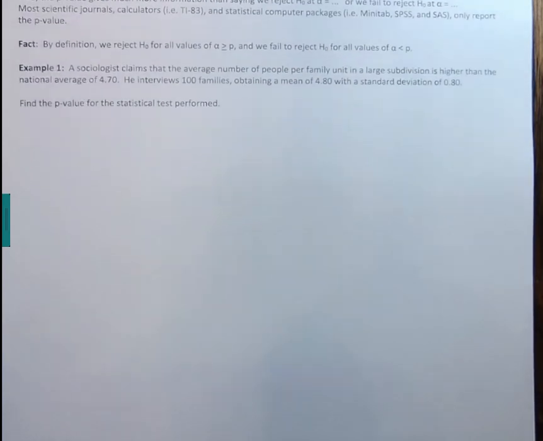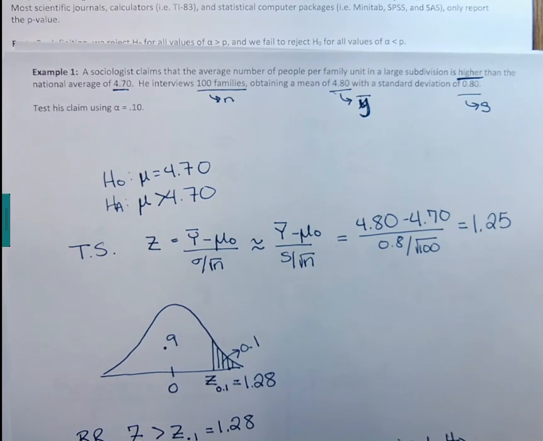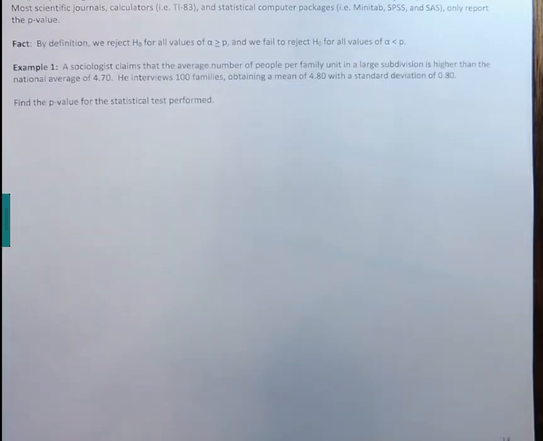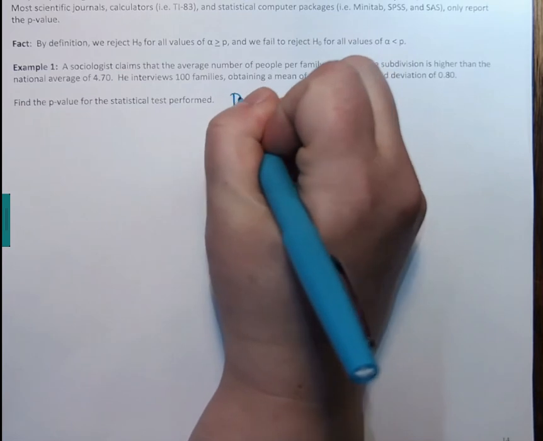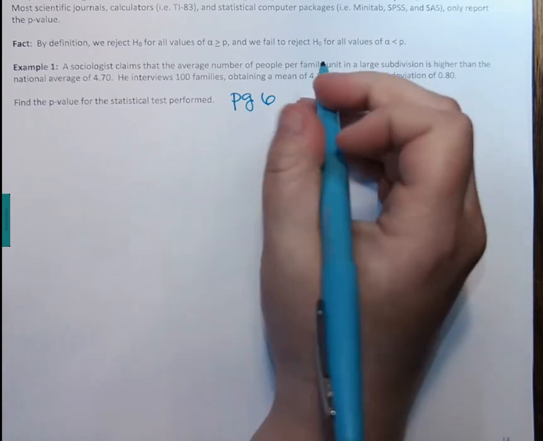Looking at example 1, a sociologist claims that the average number of people per family unit in a large subdivision is higher than the national average of 4.7. He interviews 100 families, obtaining a mean of 4.8 with a standard deviation of 0.8. If you will recall, we already worked this problem using rejection regions. That problem was on page 6 of your notes. Take a moment, pause the video, go back and review that problem on page 6.